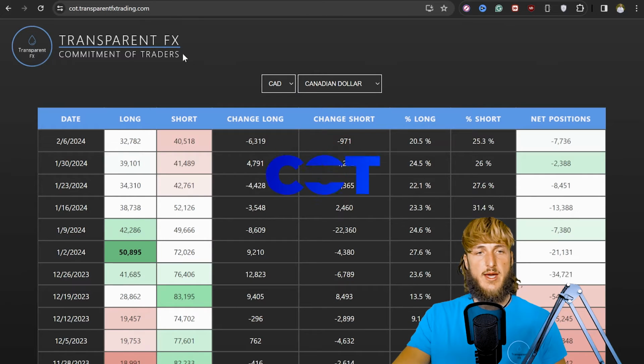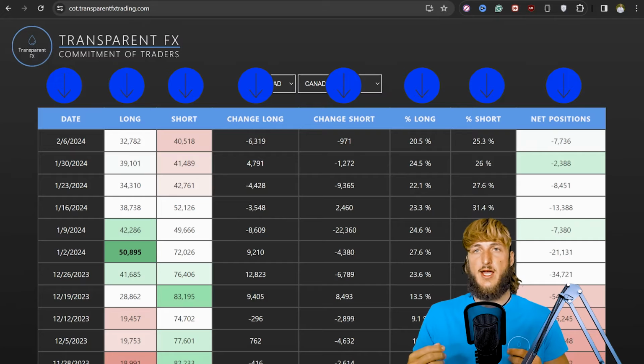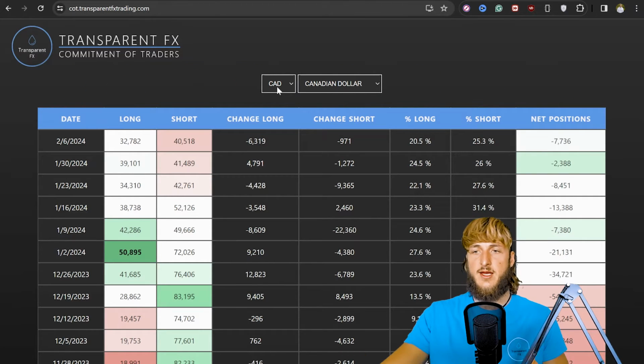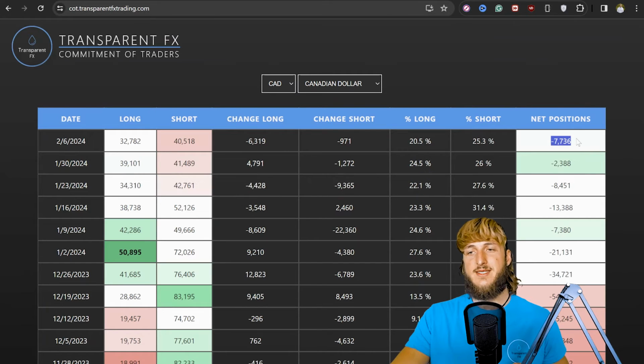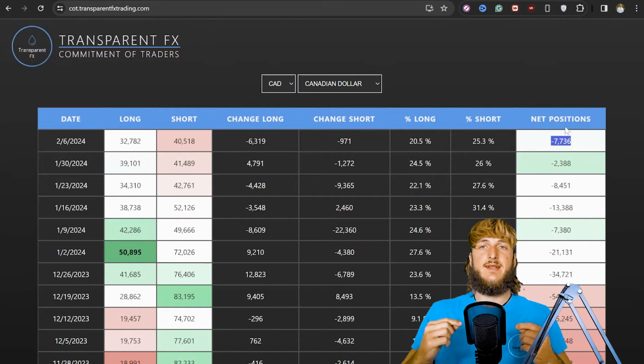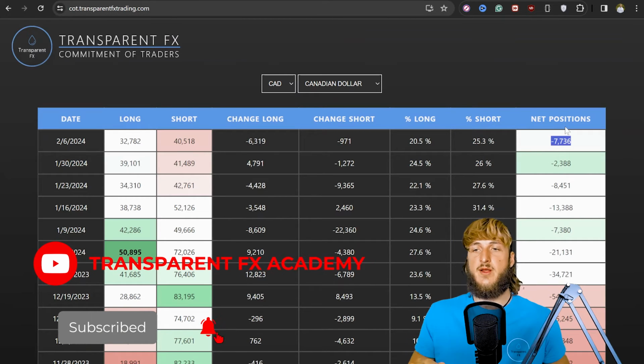Now, if we go and see what we have when it comes to the commitment of traders, so the COT data, so essentially what hedge funds and the big players in the market are doing, and we check the data precisely for the CAD, we can see that just now net positions have once again started to decrease, but just a bit. We just went from minus 2.3K to minus 7.7K net positions. So the decrease in net positioning that we're currently seeing is just a small decrease, and it seems like it just started.